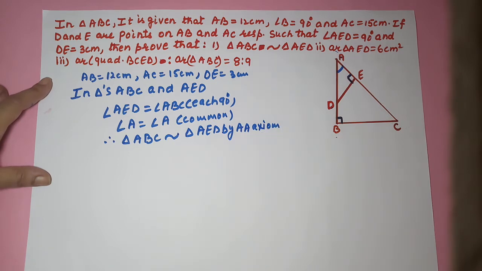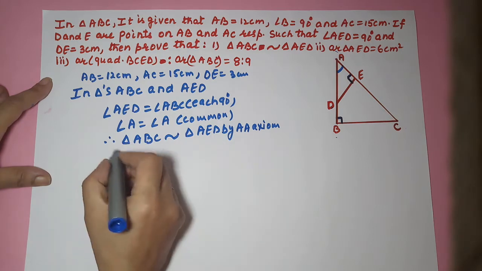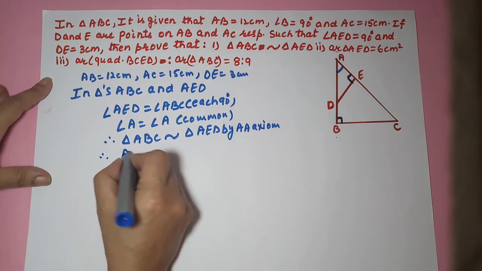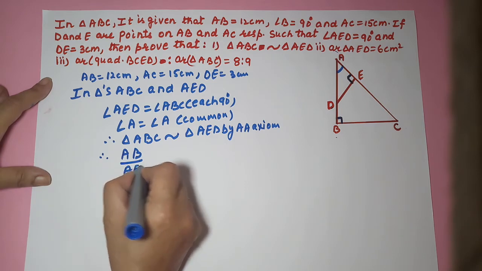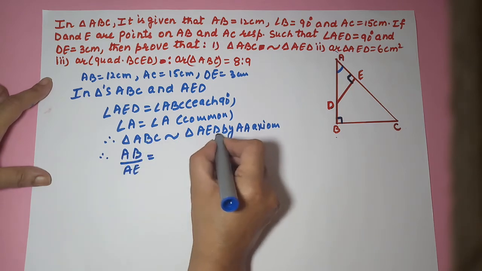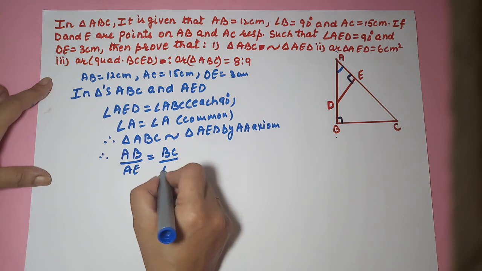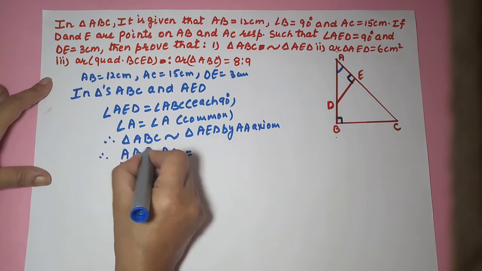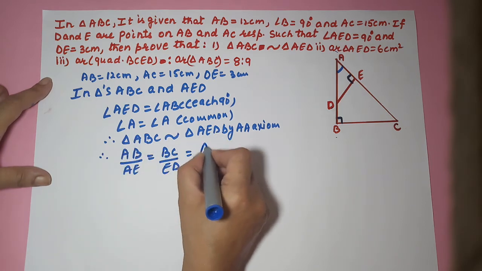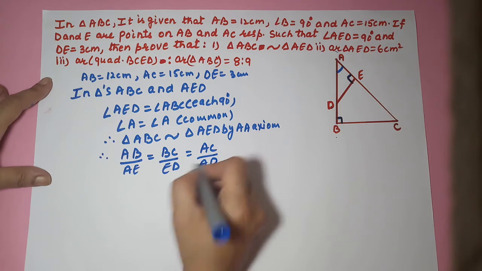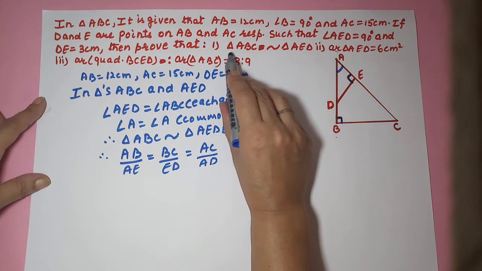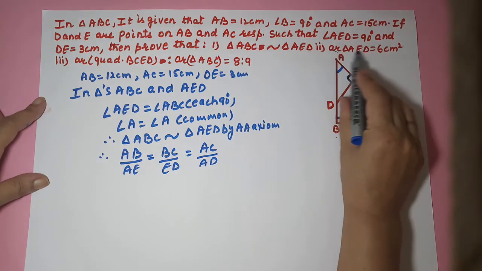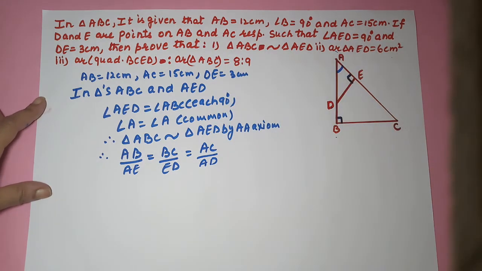So when two triangles are similar, their corresponding sides are proportional to each other. Let's set that proportionality. Therefore, AB upon AE is equal to BC upon ED is equal to AC upon AD. Right? Okay. Now, I have to prove that area of triangle AED is 6 centimeter square.